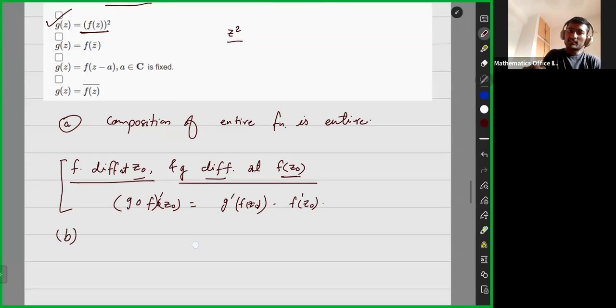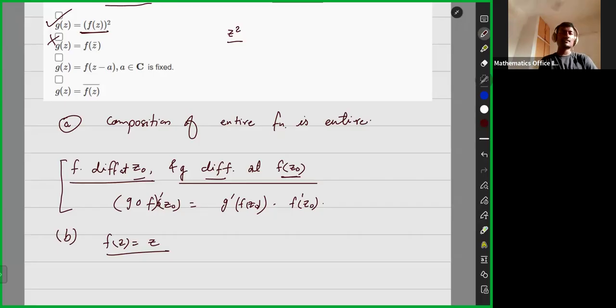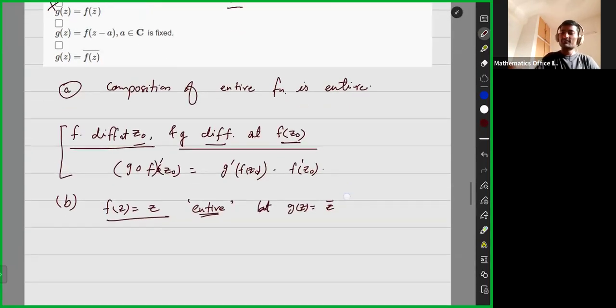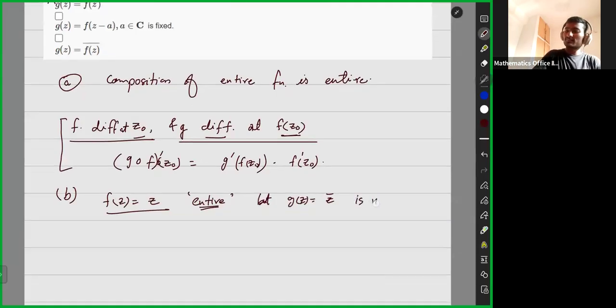F is an entire function. This is incorrect. Clearly, can you say what if we take f(z) equal to the identity? Whatever that is, this is entire, right? Because it is a polynomial. Then f of z is equal to z bar, and z bar is not differentiable at zero. We just saw in the previous question, right? Yeah. It is not entire.